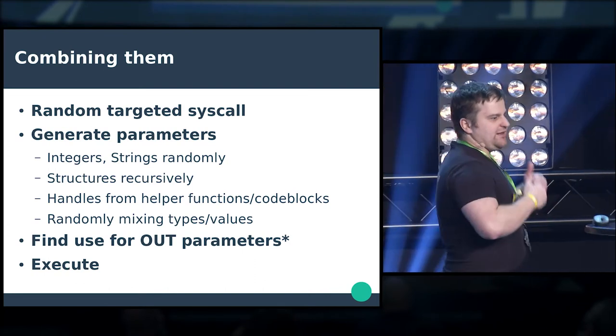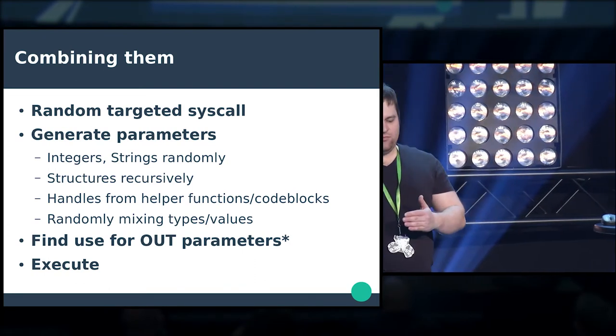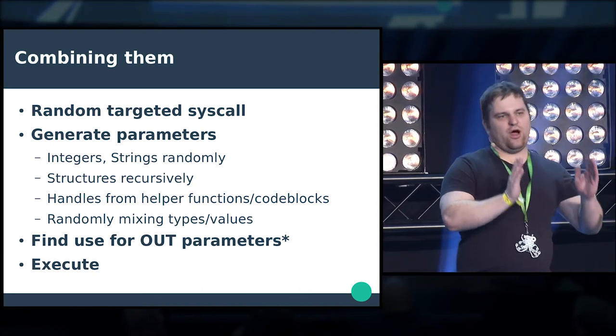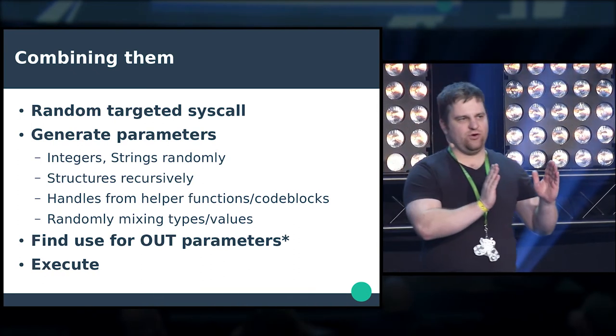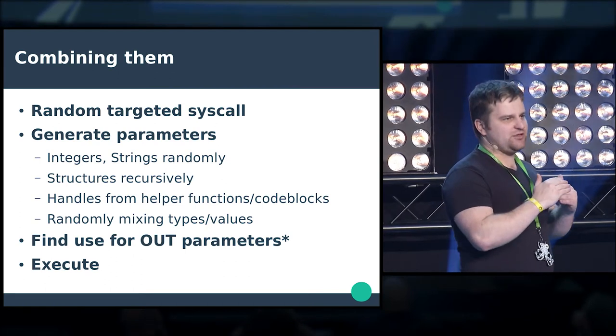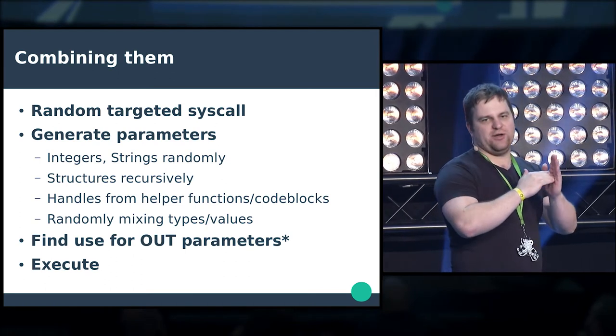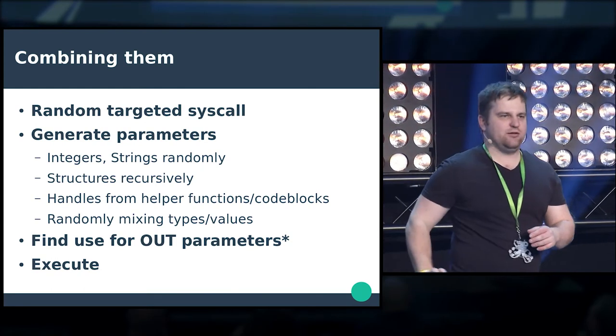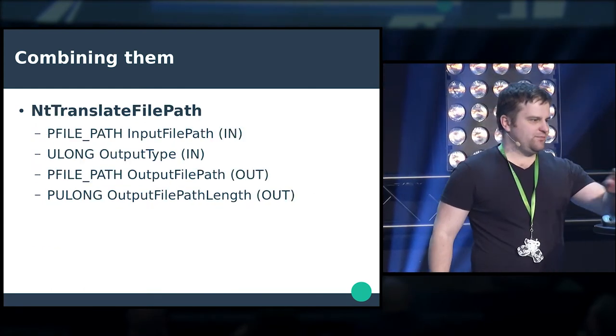And before it sends the syscall to the executor, it always looks at what the out parameters of this syscall are. If the syscall has out parameters, it might use those out parameters as input parameters to the next syscalls. So it will be kind of a chain. And then it executes it.